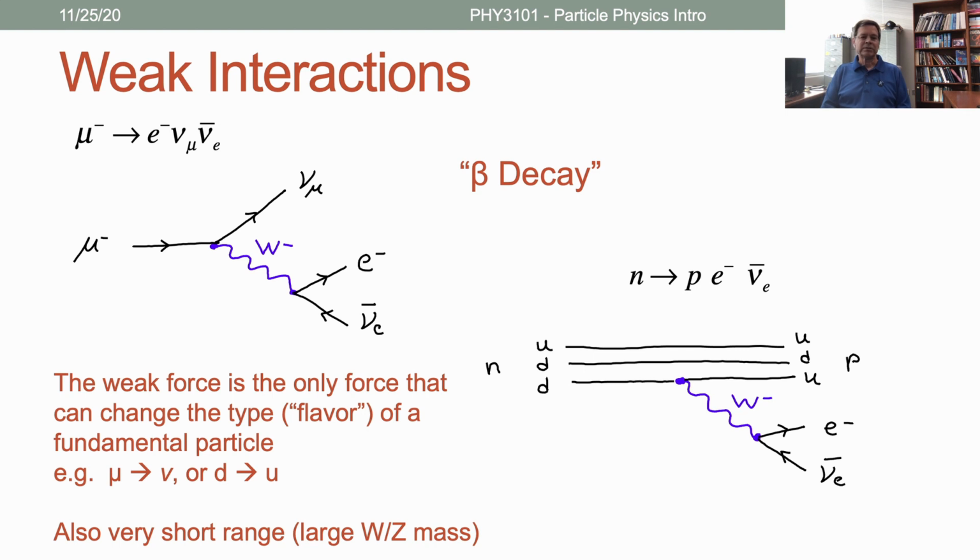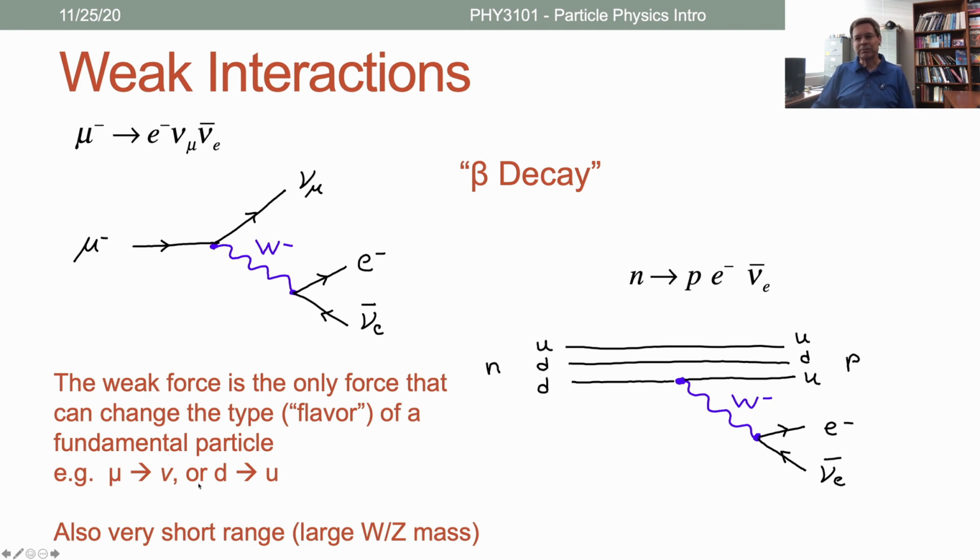Now, one thing to note is the weak force is the only force that can change the type, aka flavor, of a fundamental particle. It can turn a muon into a muon neutrino, or a down-type quark into an up-type quark. The electromagnetic force, the strong nuclear force, they can't do that. Only the weak force can change fundamental particles into different ones. Interesting, right? Something special about the weak force.